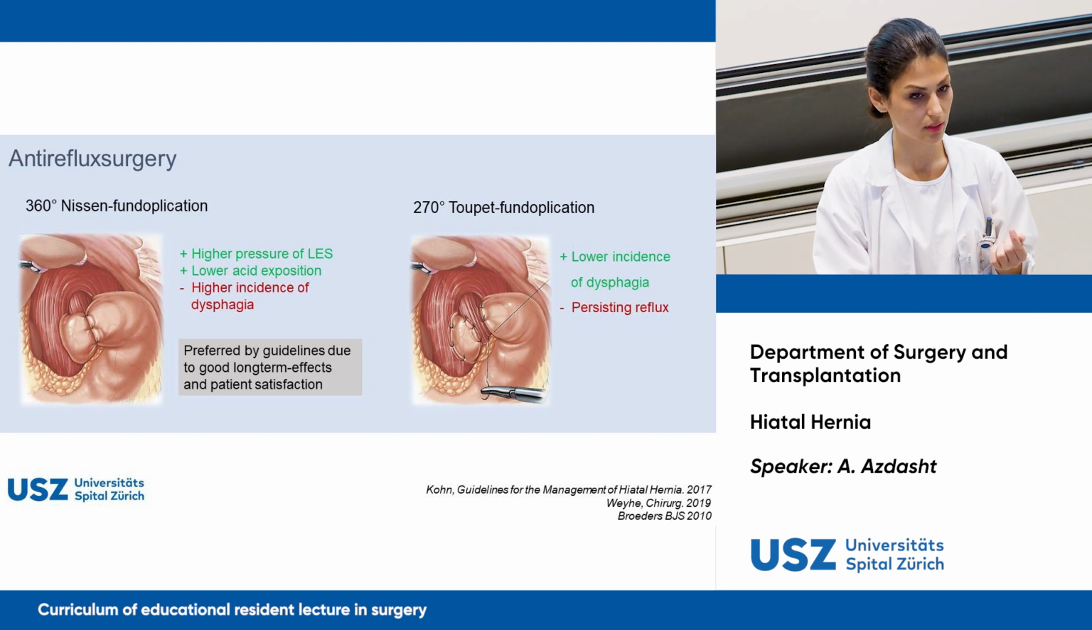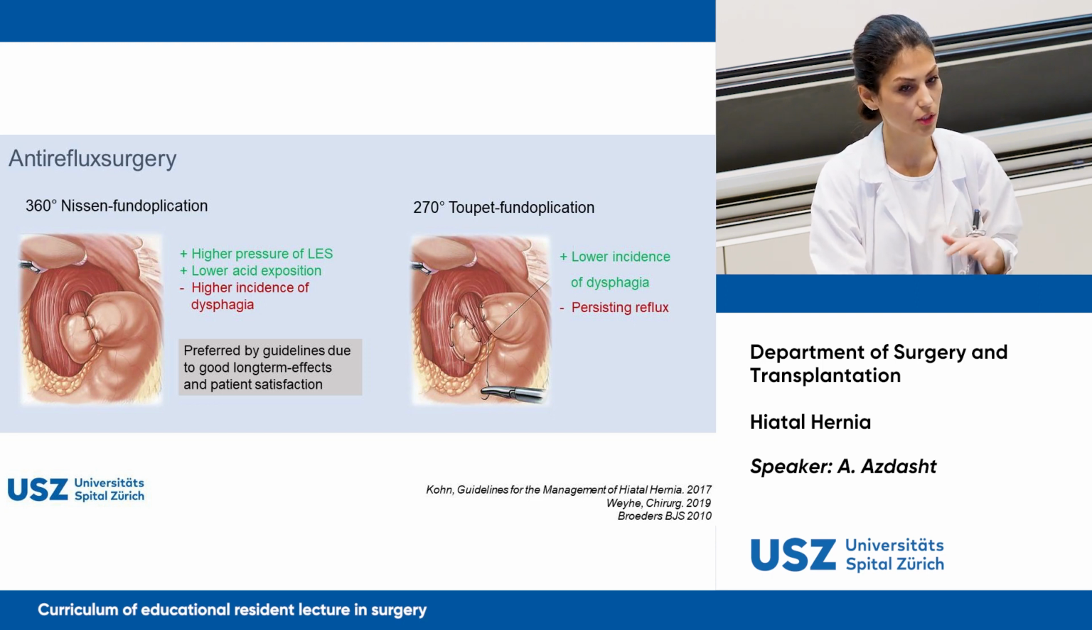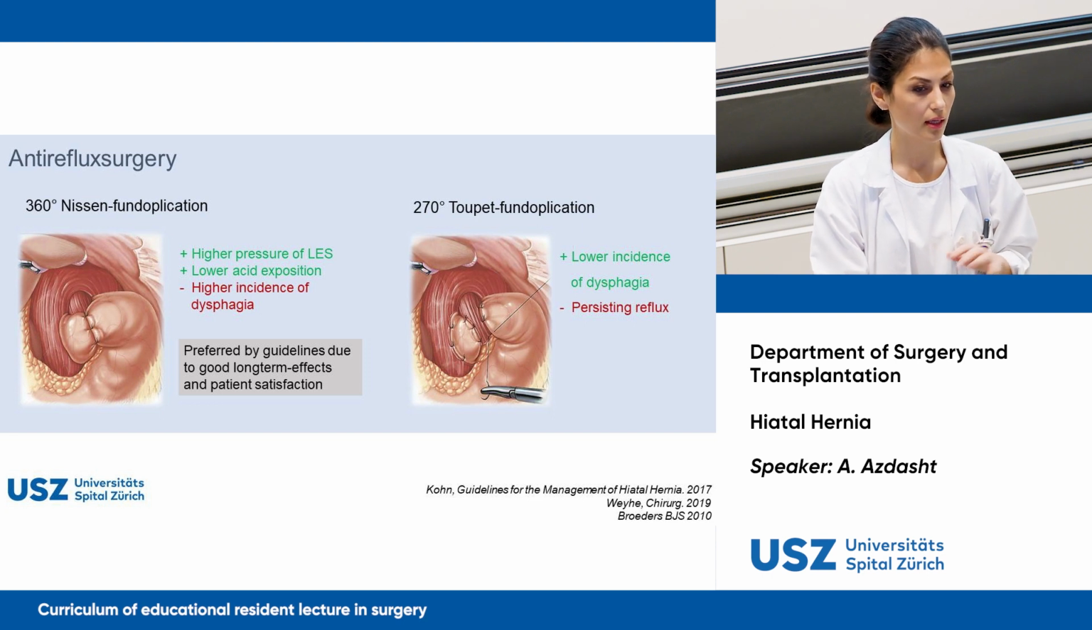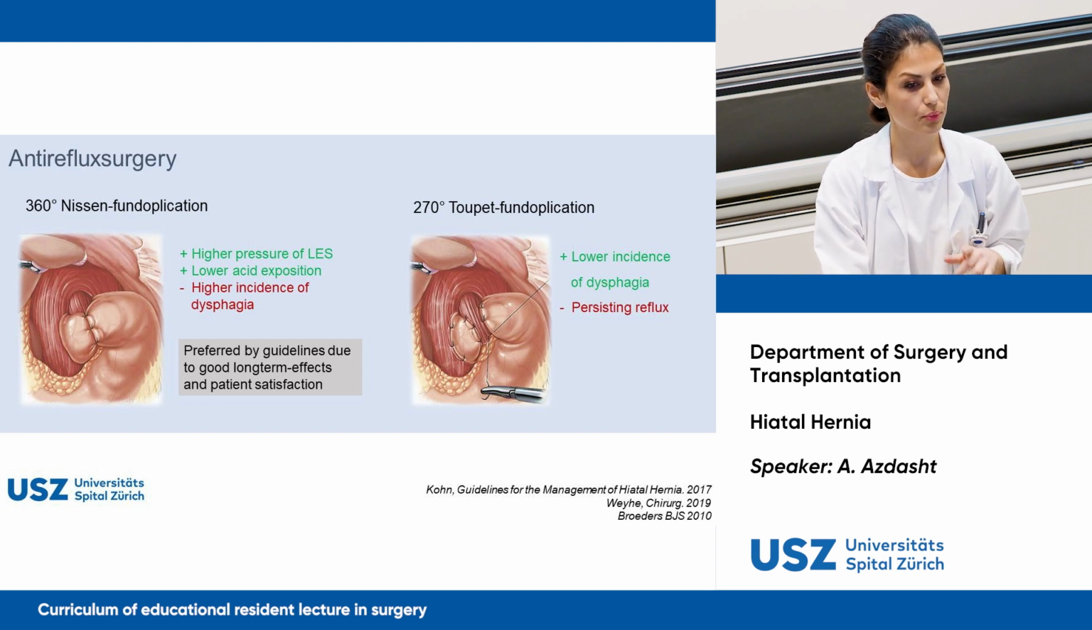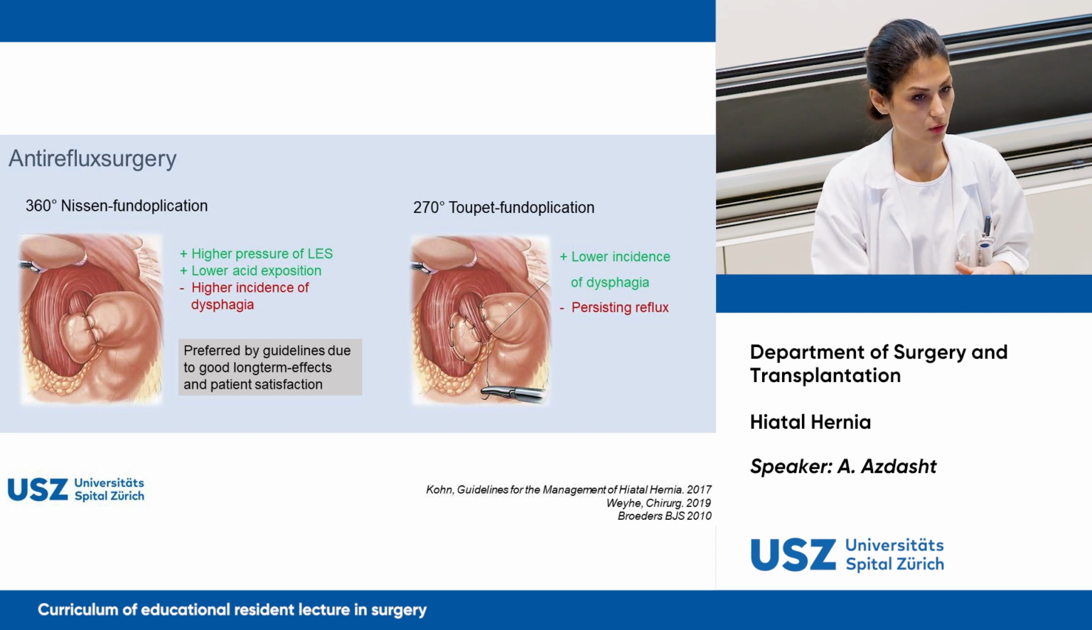There's also the possibility to do a Toupet fundoplication. It is only 270 degrees. So here we have a lower incidence of dysphagia compared to Nissen in the first years. But the problem is that we have a persisting reflux, or it can lead to persisting reflux. And you can imagine that the patients, they come with this symptom and they really suffer from that. So actually the guidelines prefer the Nissen fundoplication due to better long-term effects and patient satisfaction.